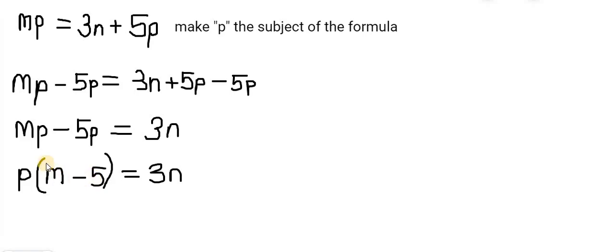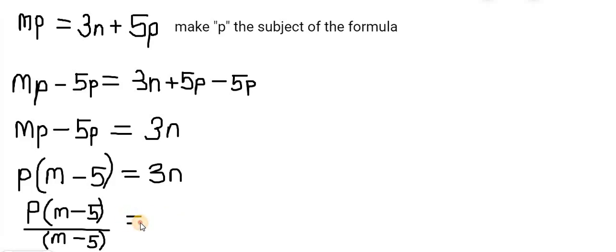Now, I can complete this because all I have to do is get rid of M minus 5 in a bracket away from P. So it's attached to P with an invisible multiplication sign. So I use a division sign, which is an opposite sign or inverse sign, to get rid of it, like so. Okay, now because I have done that to the left, I have to do the same to the right.